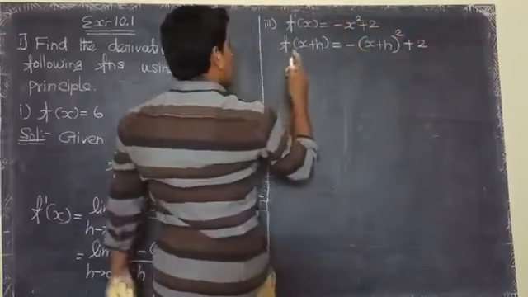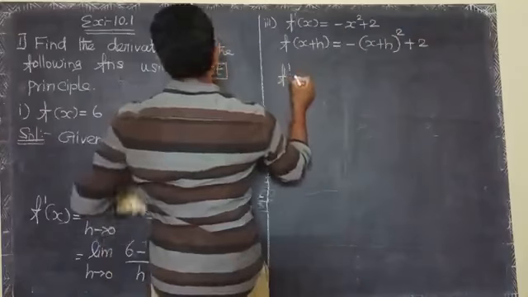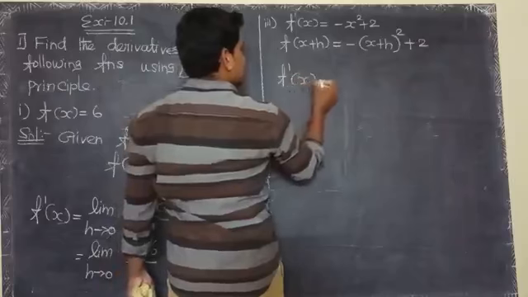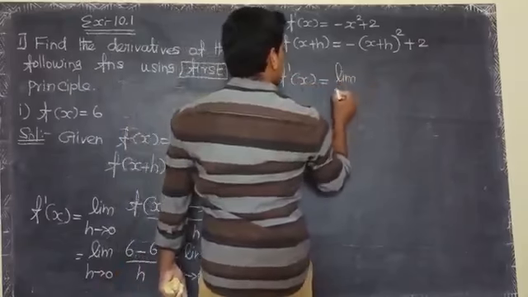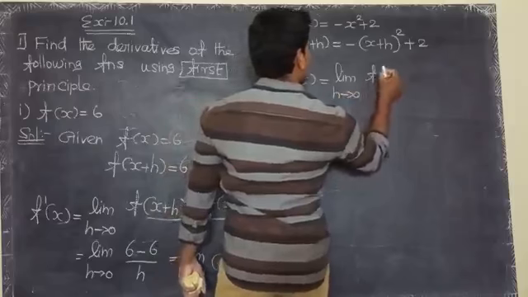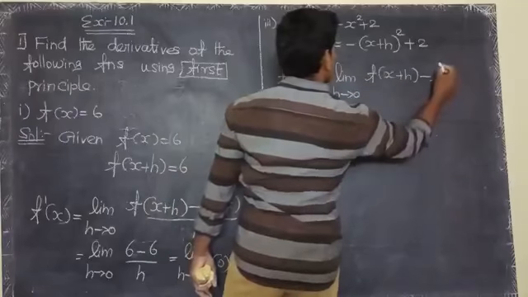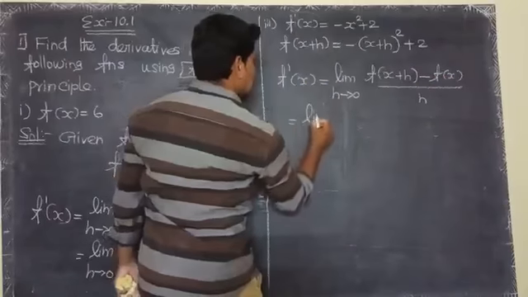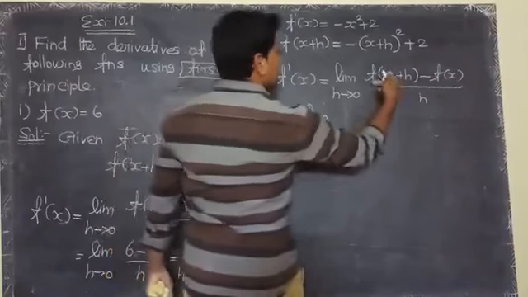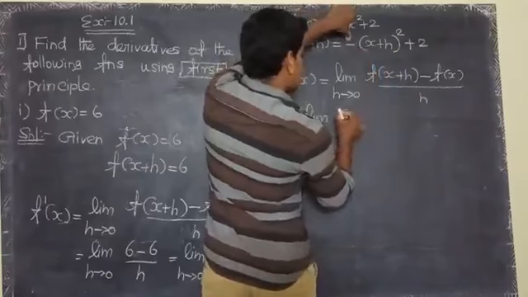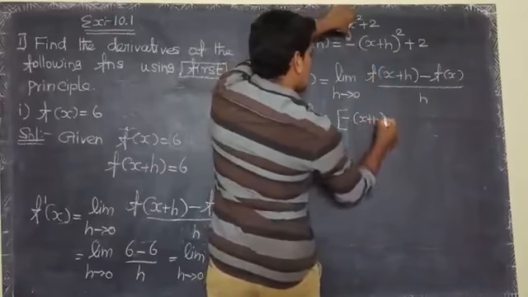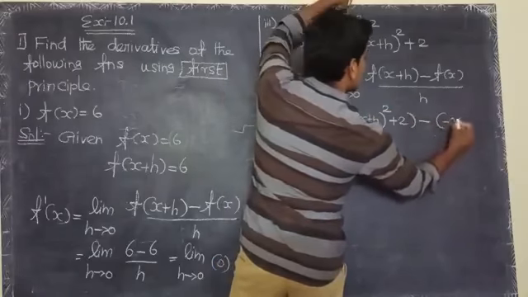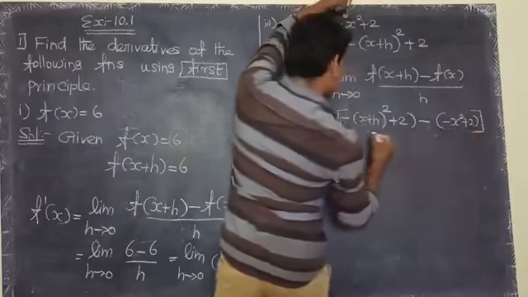By first principle, f dash of x equals the limit as h approaches 0 of f of x plus h minus f of x, divided by h. Here, f of x plus h is minus (x plus h) the whole square plus 2, minus of minus x square plus 2, divided by h.